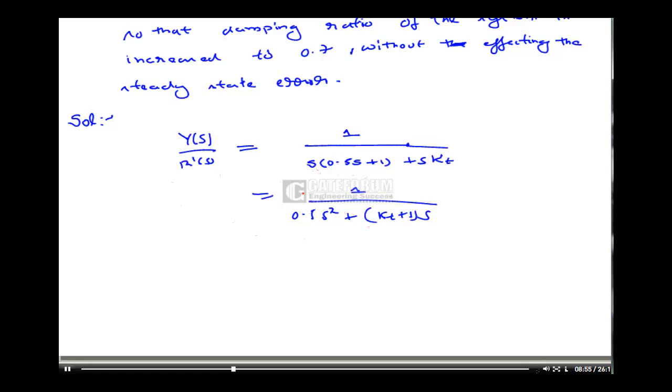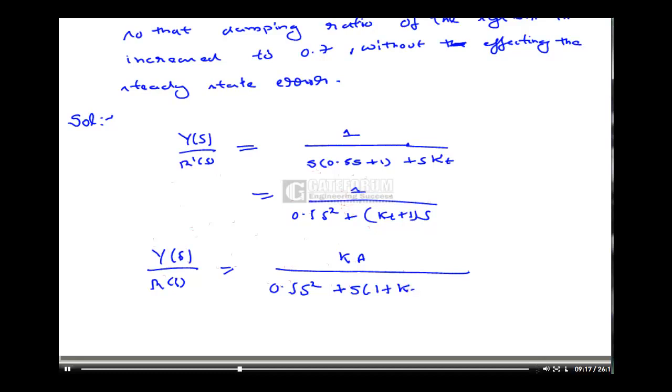Now when this comes as a forward transfer function with the amplifier, then in that case my Y(s) upon R(s) will become Ka upon 0.5 S square plus S times of (1 plus Kt) plus Ka. The overall transfer function I got is this.